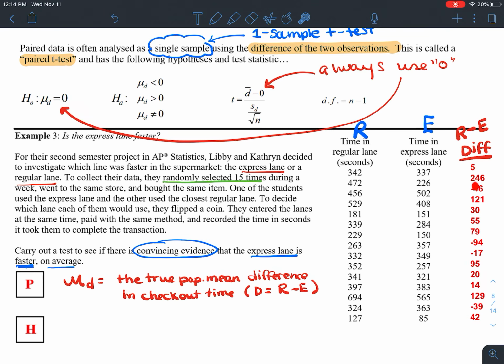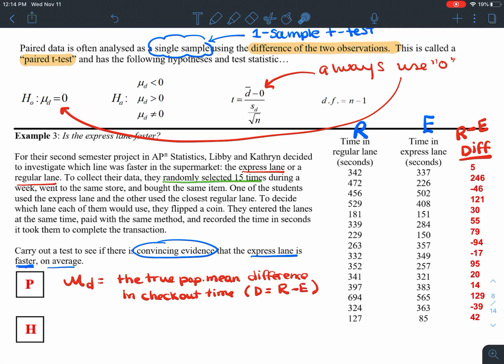I already have those filled in here. These are the difference in seconds. Anytime you're seeing a positive value here, that means that the regular lane took much longer than the express lane. Anytime you're seeing a negative number here for the difference, in fact, the express lane appeared to be longer than the regular lane.